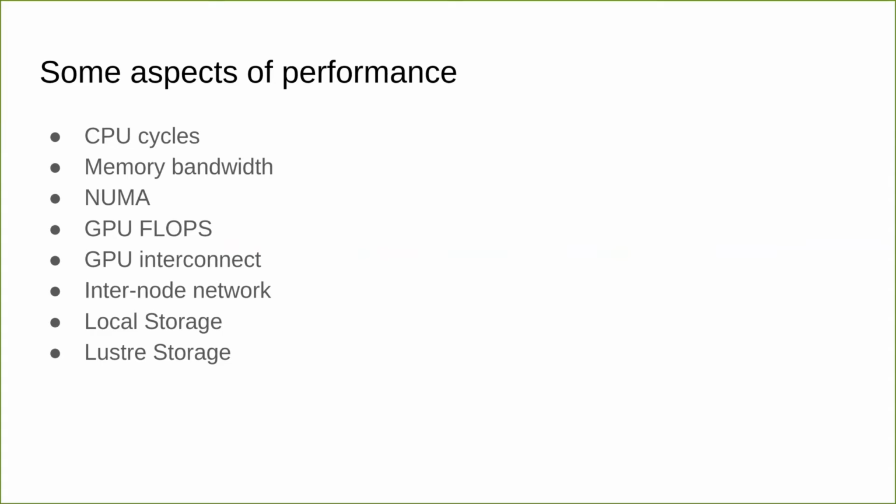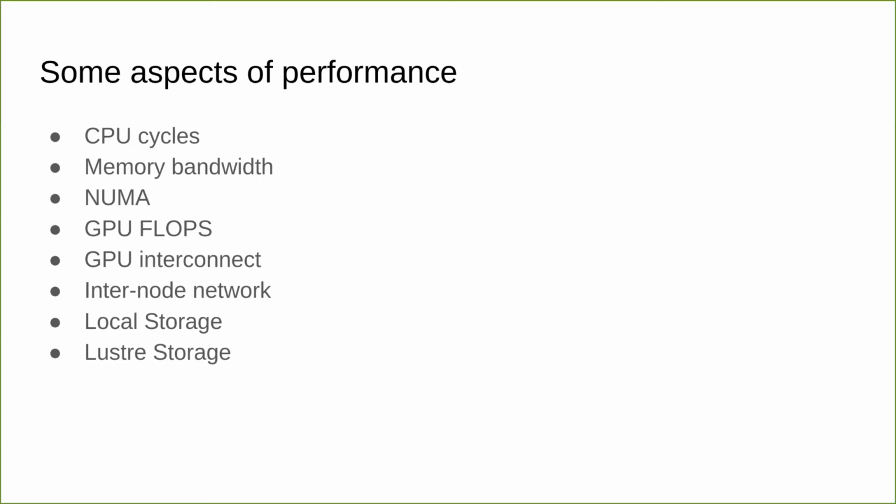CPU cycles, memory bandwidth, NUMA tend to be specific to the CPU model and the configuration of the host. GPU, flops, and interconnect, again, specific to the particular GPU type and how it's interconnected, for which we have some variety across hosts. I'm probably not going to talk as much about GPU, unfortunately, just because there's a lot of other things to talk about.